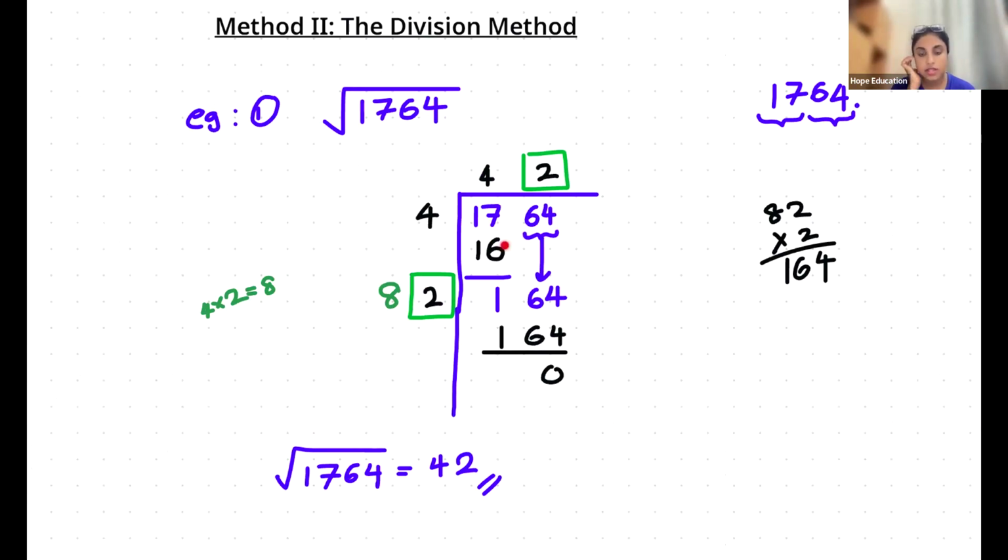Then, yes, Senudi, start writing. How is 16 made? 4 times 4. So I put 4 multiplied by 4. 4 times 4, the answer is 16. Okay.